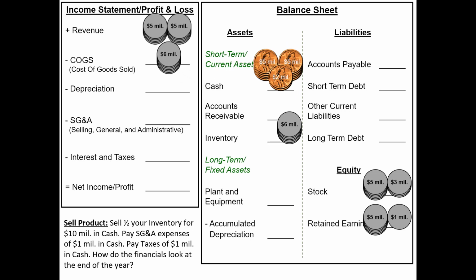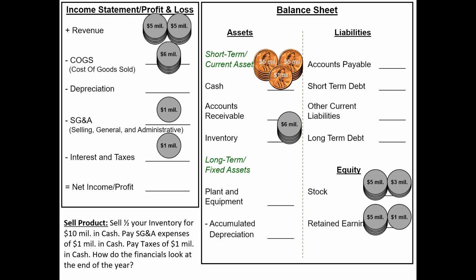We also, though, are going to match to that $10 million in revenue $6 million that it cost us, because we said that we sold half of our inventory and half of the 12 million that we had is 6 million. So we are now matching them, the matching principle, match revenue to expenses in the period in which we're trying to calculate profit. So I moved that 6 million. It's no longer in inventory. We sold it. It's now cost of goods sold. We've got $1 million of SG&A, selling, general, and administrative expenses. But we said that we paid those in cash. So $1 million in cash goes out and we're down by $1 million.